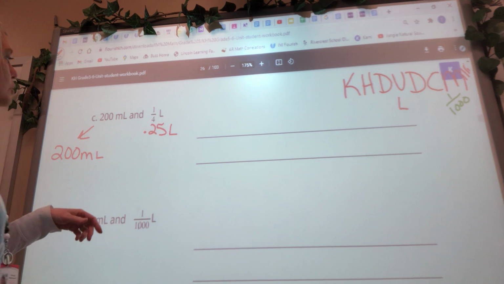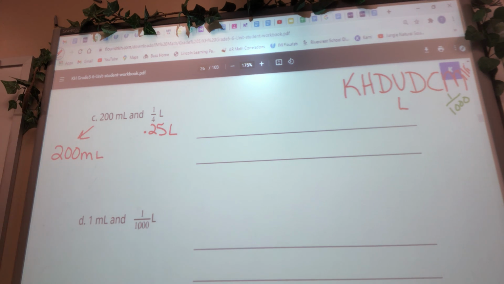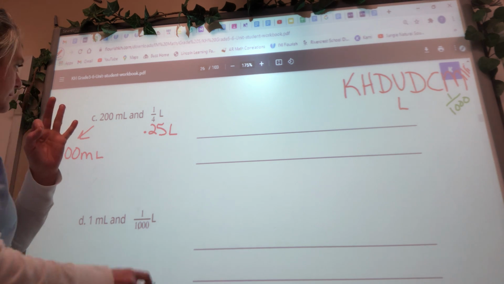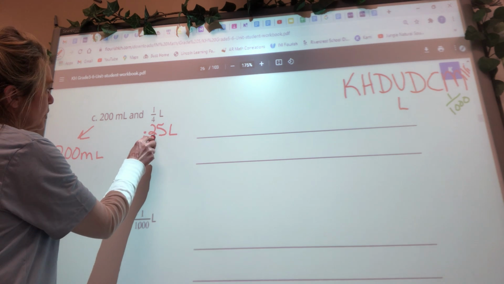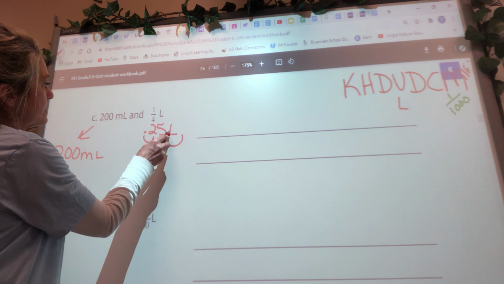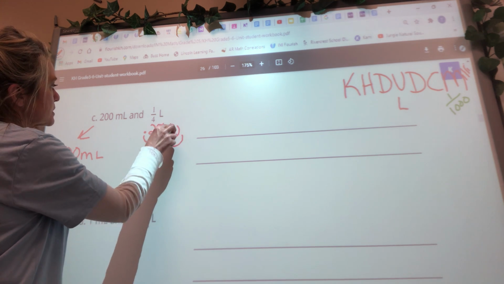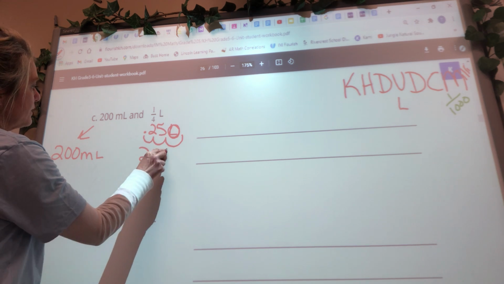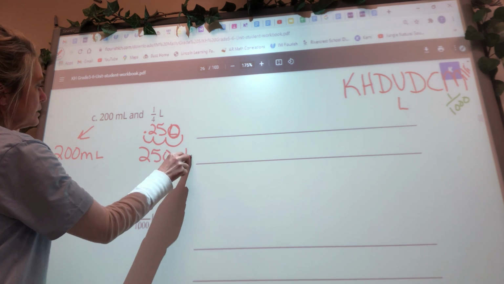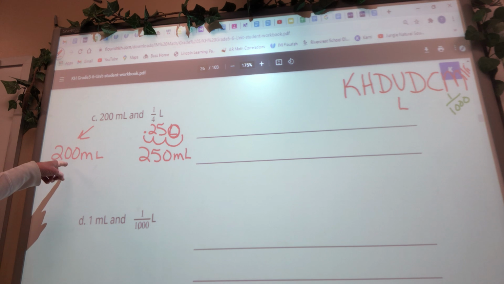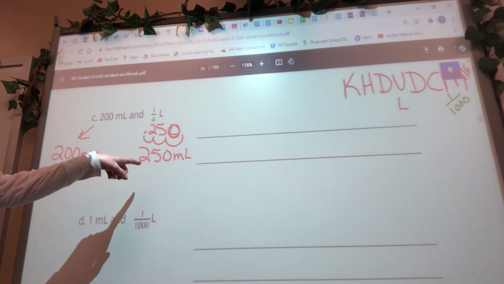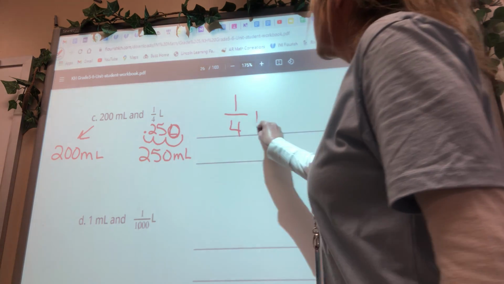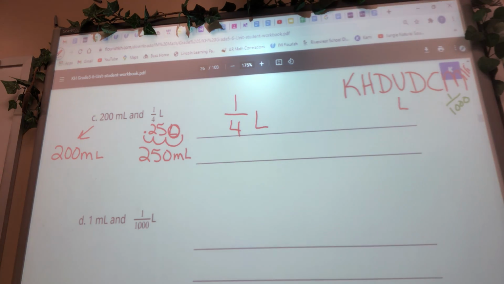So 1/4 is 0.25. So 0.25 liters. And if we're going to milliliters, that would be 3 multiples of 10. So 1, 2, 3. This would be an empty drop loop. So this would be 250 milliliters. Well, 200 milliliters is less than 250 milliliters, so 1/4 liter is bigger.